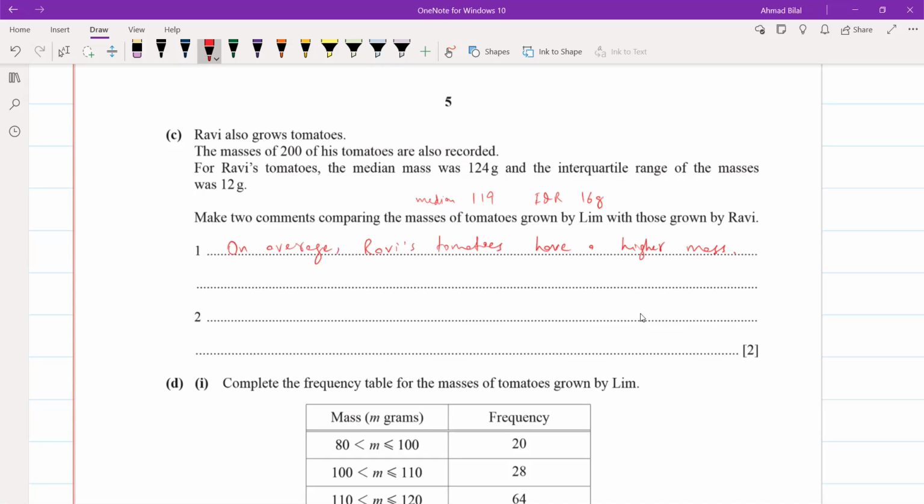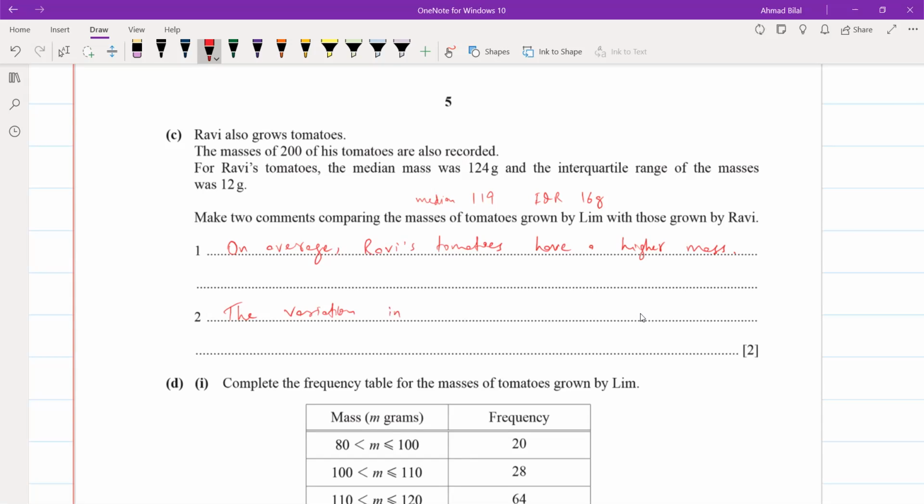Then you look at the spread in the data. Interquartile range आपको बताता है कि डेटा आपका कितना spread out है, कितनी वेरिएशन है. ठीक है, कितनी वेरिएशन है आपके डेटा के अंदर. So interquartile range लिम के टोमेटोज की 16 ग्राम थी और रवि के टोमेटोज की 12 ग्राम थे. You say वेरिएशन ऑफ masses, ये आपको वेरिएशन बताते हैं कितने ज्यादा masses जो हैं वो वेरी कर रहे हैं. ठीक है, इंटरक्वार्टाइल रेंज जो है.